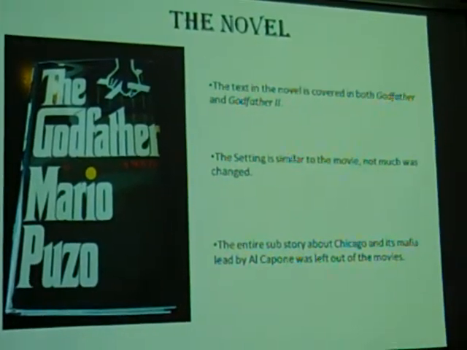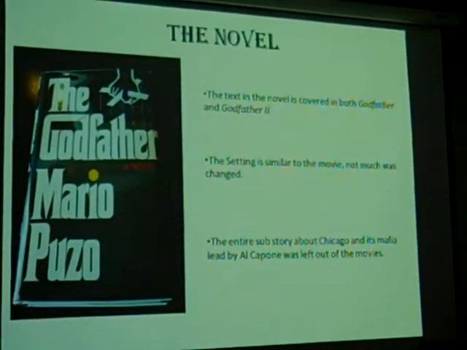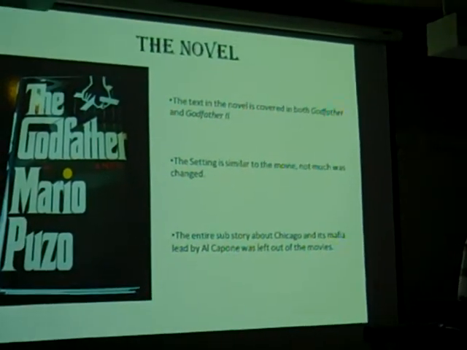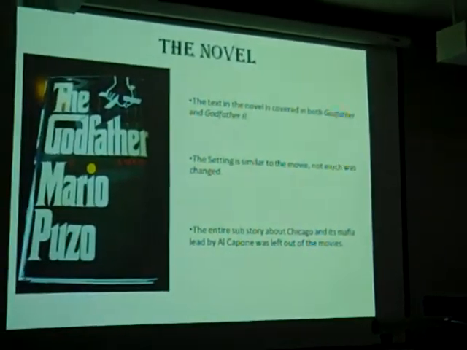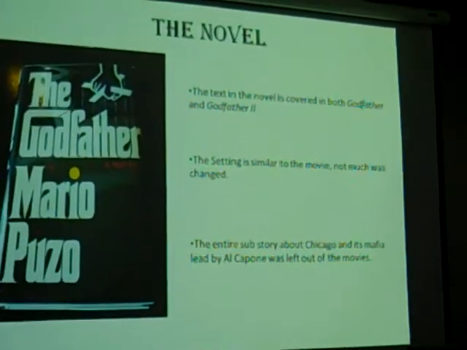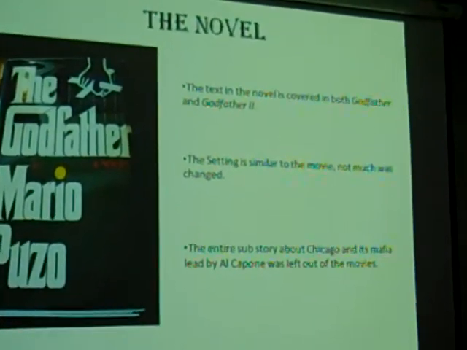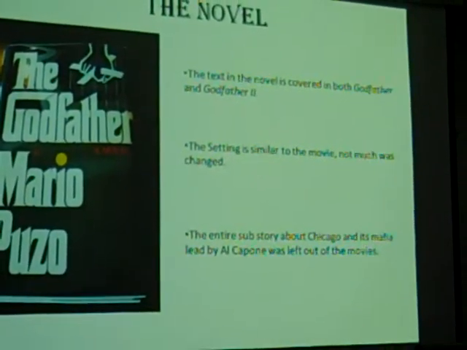In the book, the text in the novel covers both movies, Godfather and Godfather 2. The setting is similar to the movie, not much change, except for the fact that the entire sub-story of Chicago and its mafia, led by Al Capone, was left out of the movie.